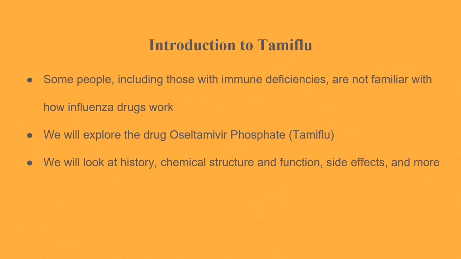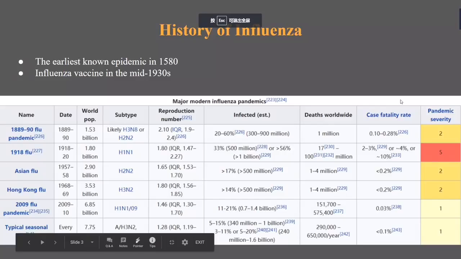One problem in our world is that some people, including those with immune deficiencies, are not familiar with how influenza drugs work and therefore tend to stay away from them. In this presentation, we will explore the drug oseltamivir phosphate, also known by the common name of Tamiflu. We will explore it from a chemistry perspective, looking at history, chemical structure and function, side effects, and more, all in order to educate those who lack information on drugs.